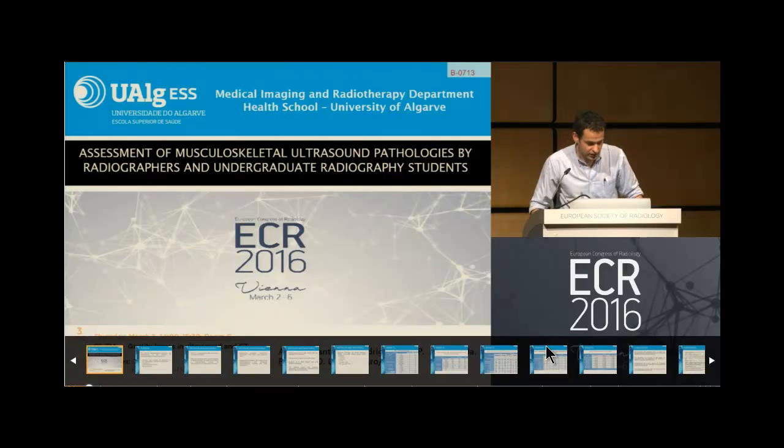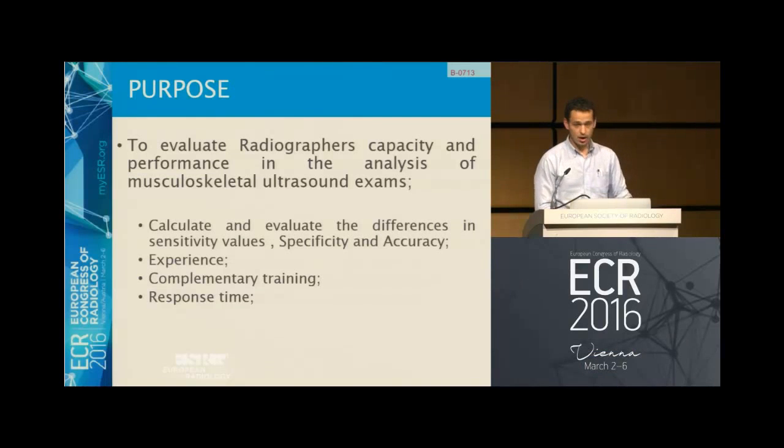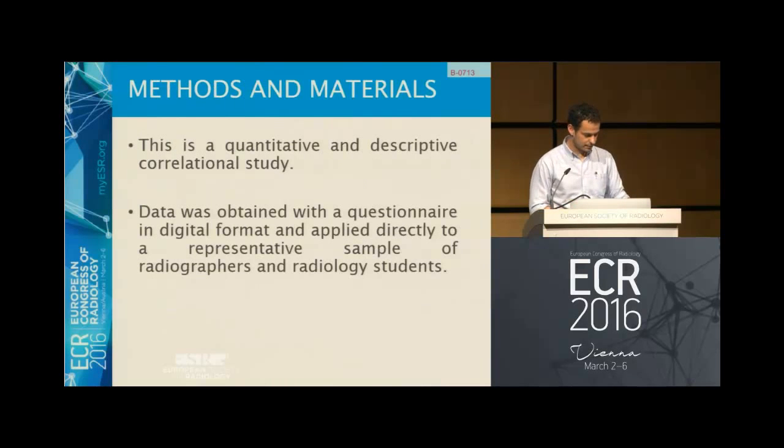This research was made by the Medical Imaging Department of the University of Algarve, and it's called Assessment of Musculoskeletal Ultrasound Pathologies by both radiographers and radiography students. Our main purpose was to evaluate radiographers' capacity and performance in the analysis of musculoskeletal ultrasound exams. Our specific objectives were to analyze and evaluate sensitivity, specificity, and accuracy. We also took into account the experience, if they had any complementary training, and also the response time.